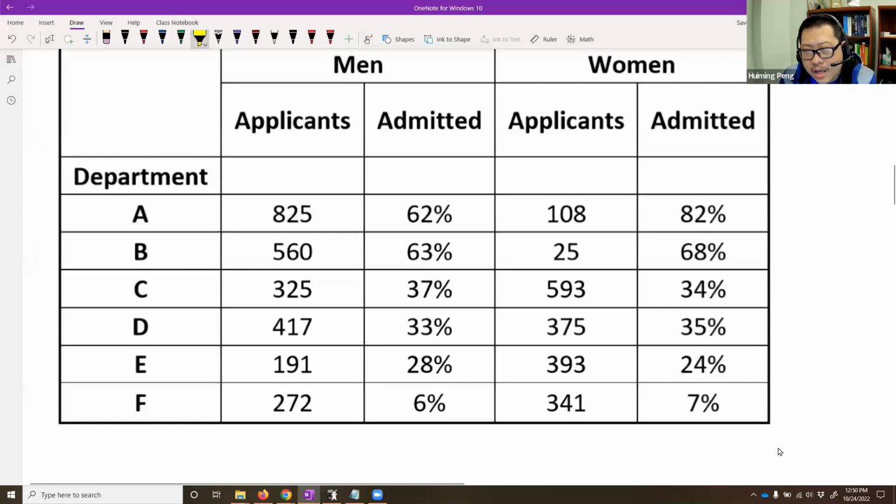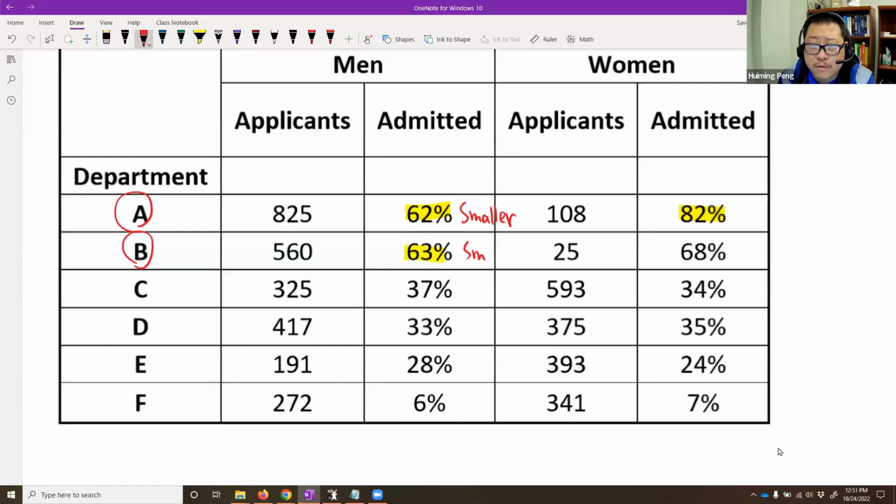Can you compare 62 and 82% for the first department, A? Which number is bigger? 82 is much bigger, right? Okay, so therefore this is small. So for A, this number is small, smaller. And then the same, look at the B. This is a B department. This is also smaller. 63 is less than 68.